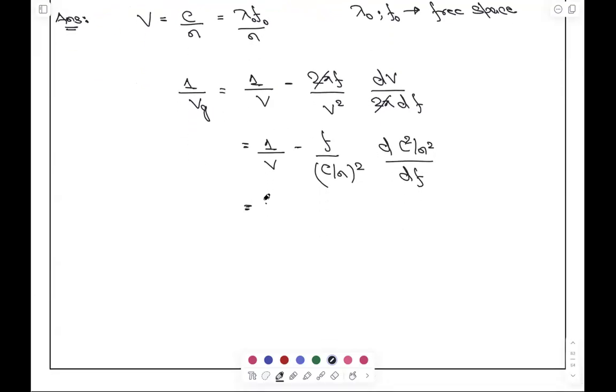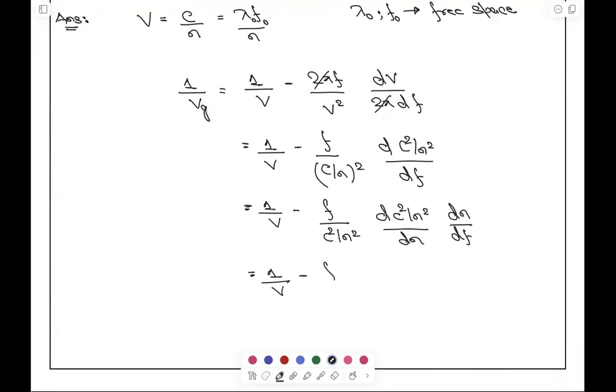What are you doing? Use the chain rule. Yes or no? Minus N square, and write C square by N square. What will come here, tell me? dC square by N square. Can I write it like this? Upon dN into dN by dF. I think we got the answer. 1 by V minus F upon C square by N square. What is dN square by C square? What is it?